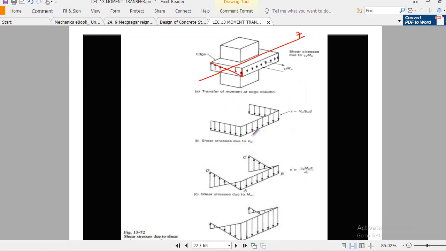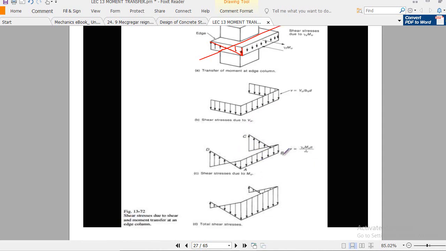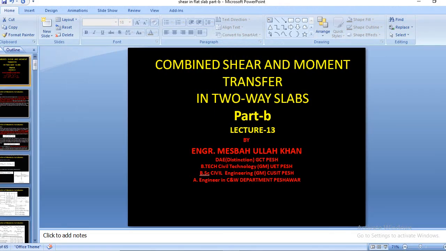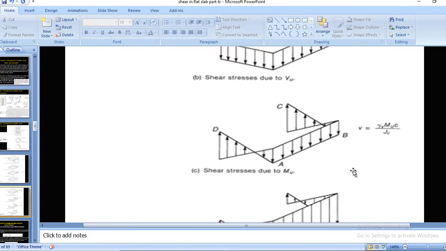And similarly, the shear stress distribution is now, this is due to Vu, and this is due to the Mv. Remember, this is due to Mv. This shear distribution due to Mv, remember. So you see here that this is the shear stress distribution due to Mv, right?